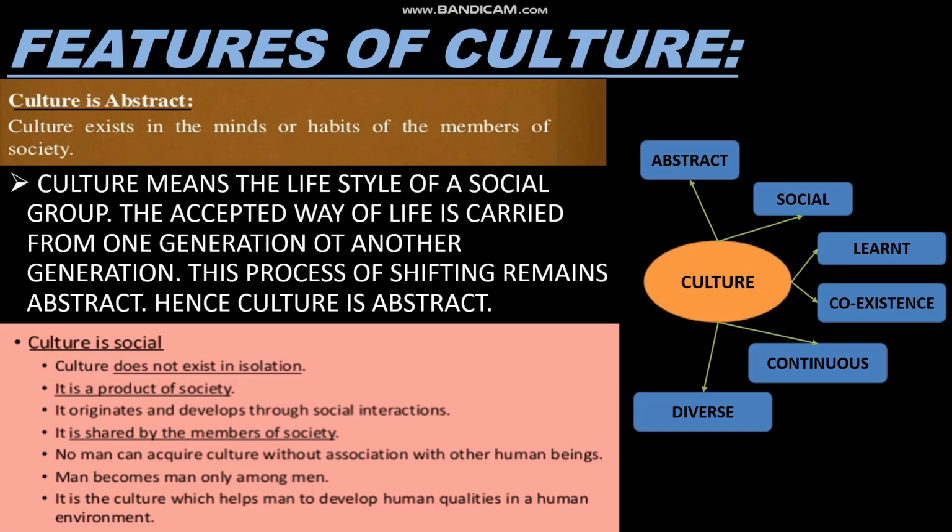The next point is culture is social. Already we have seen society. What do you mean by social? It's nothing but society, the group of people. And already we have seen that culture and society are the 2 faces of the same coin. Culture does not exist in isolation. Culture cannot exist alone. It needs a platform, that is the society. Society is the platform, and culture is a product of society. Yes, it is the outcome of the society. If you see, only with the society does the culture exist. It originates and develops through social interactions.